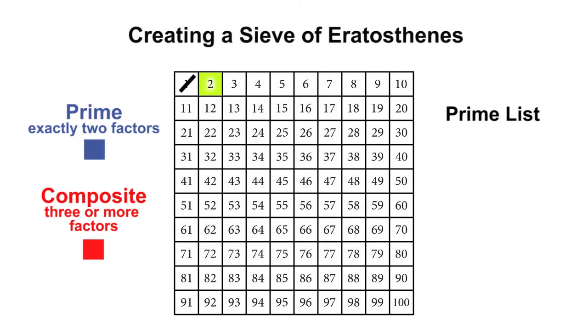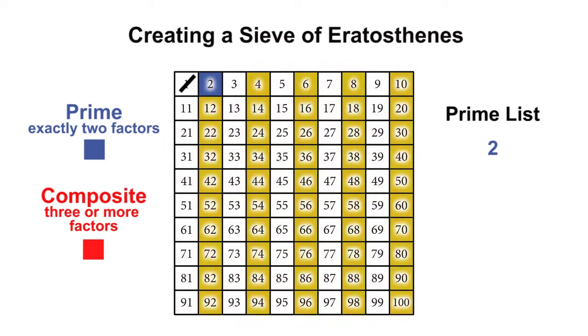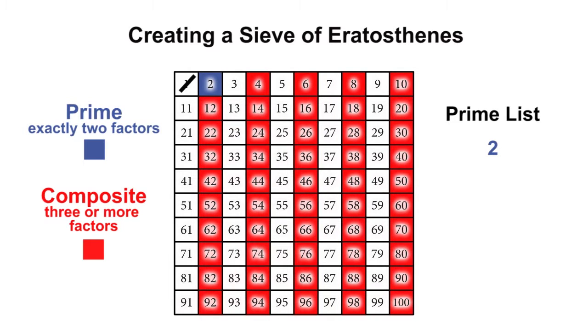Next, look at the number 2. Is it prime? I know that it is prime because it only has two factors, 1 and 2. Now I know from our previous lesson that all multiples of 2 will be composite because they will have 2 as one of the factors. So they will have at least 3 factors, 1, itself and 2. So let's shade all multiples of 2 a different color to indicate they are composite.